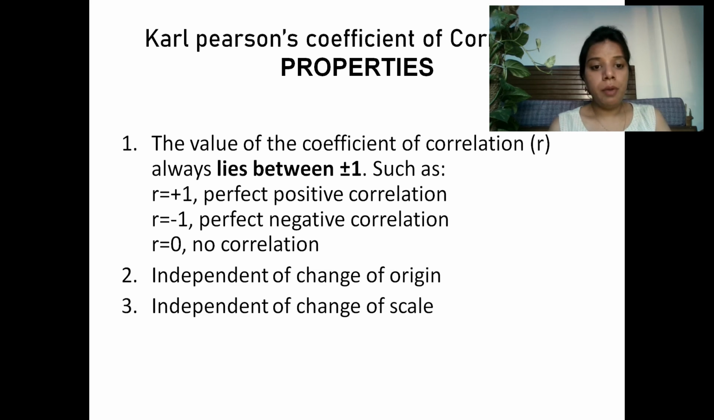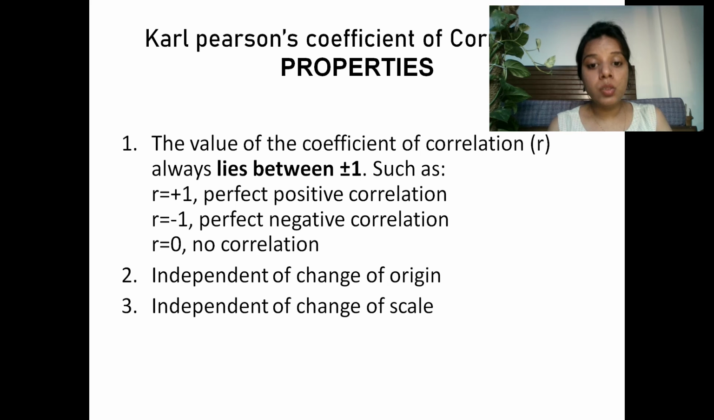Now the second property is that it is independent of change of origin. And third, it is independent of change of scale. What is origin? What is scale? Whenever we are adding or subtracting a constant value to the variable x and variable y, it will lead to no change in the correlation. Your correlation will remain the same.